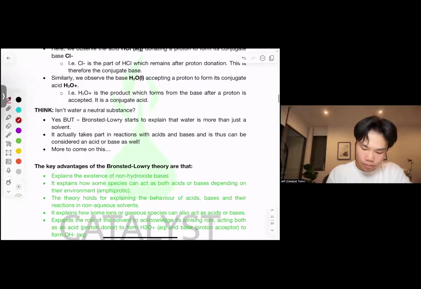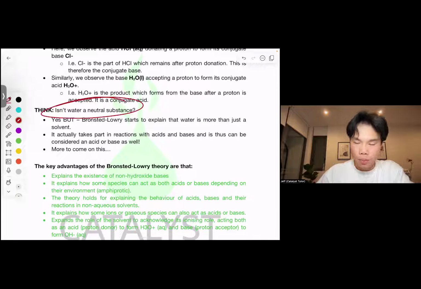So water is neutral, as we all know, it's around pH 7, but Bronsted-Lowry says water is not necessarily a neutral substance. In fact, it can be an acid or a base. Bronsted-Lowry was solely responsible for explaining that water is more than just a solvent. It actually contributes in these reactions to make acid and base properties, and we'll talk more on that.